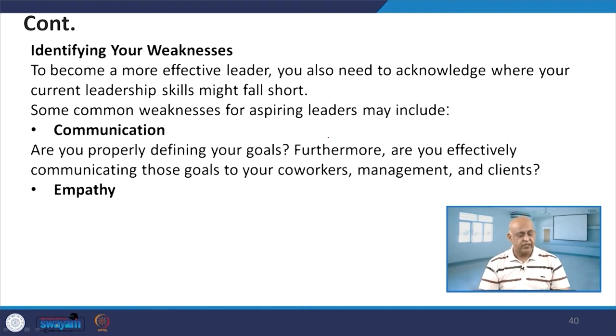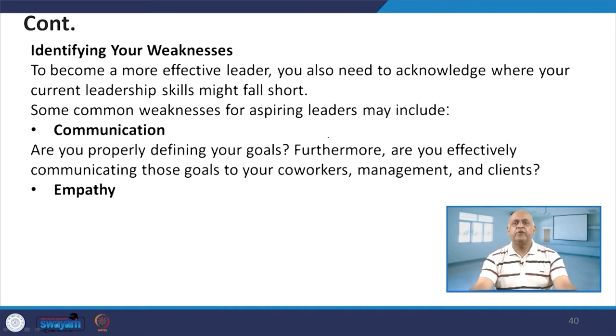Identify your weaknesses. To become a more effective leader, you also need to acknowledge where your current leadership skills might fall short. In that case, maybe for a particular job we may not have that particular skill, and then definitely a development program is required. Some common weaknesses for aspiring leaders may include communication.